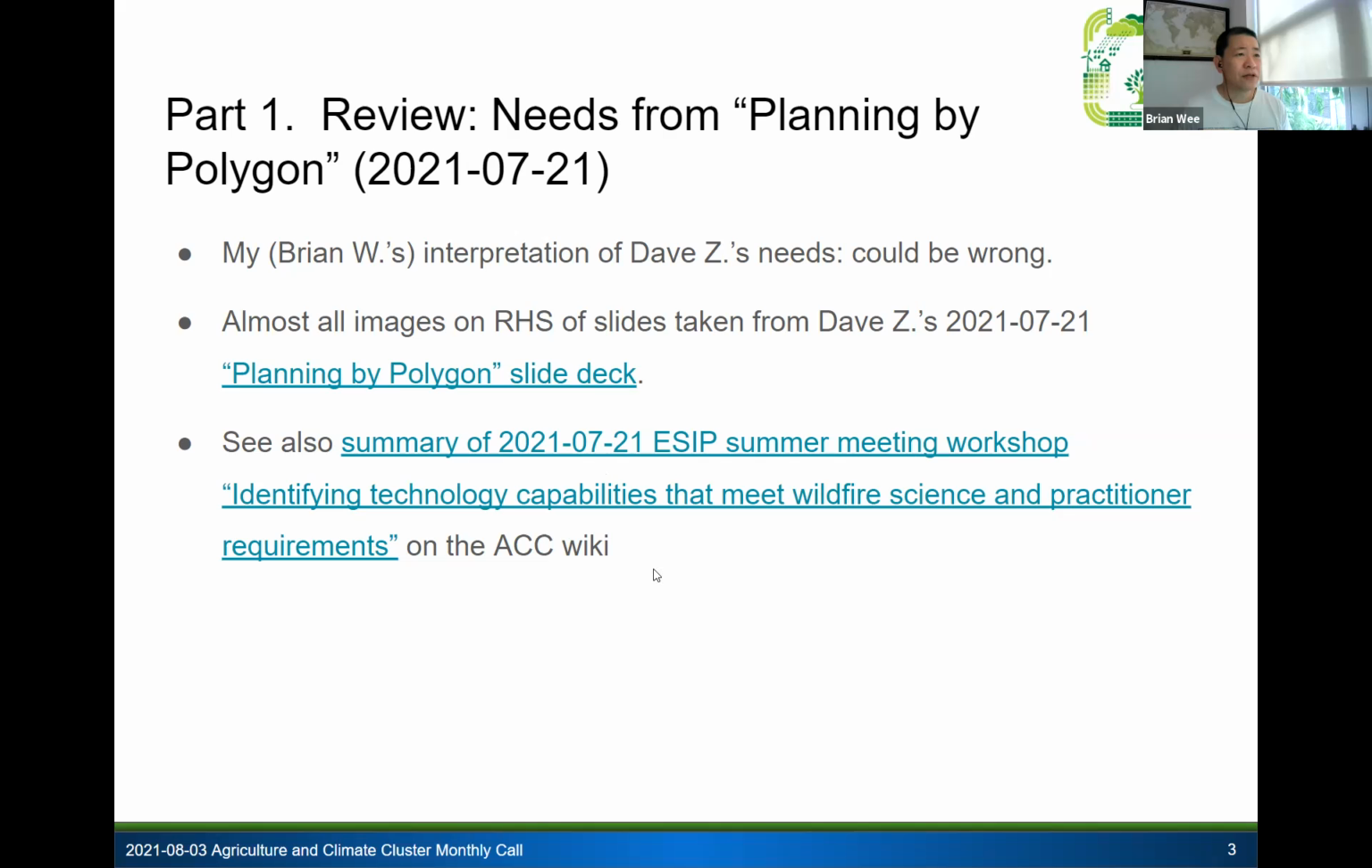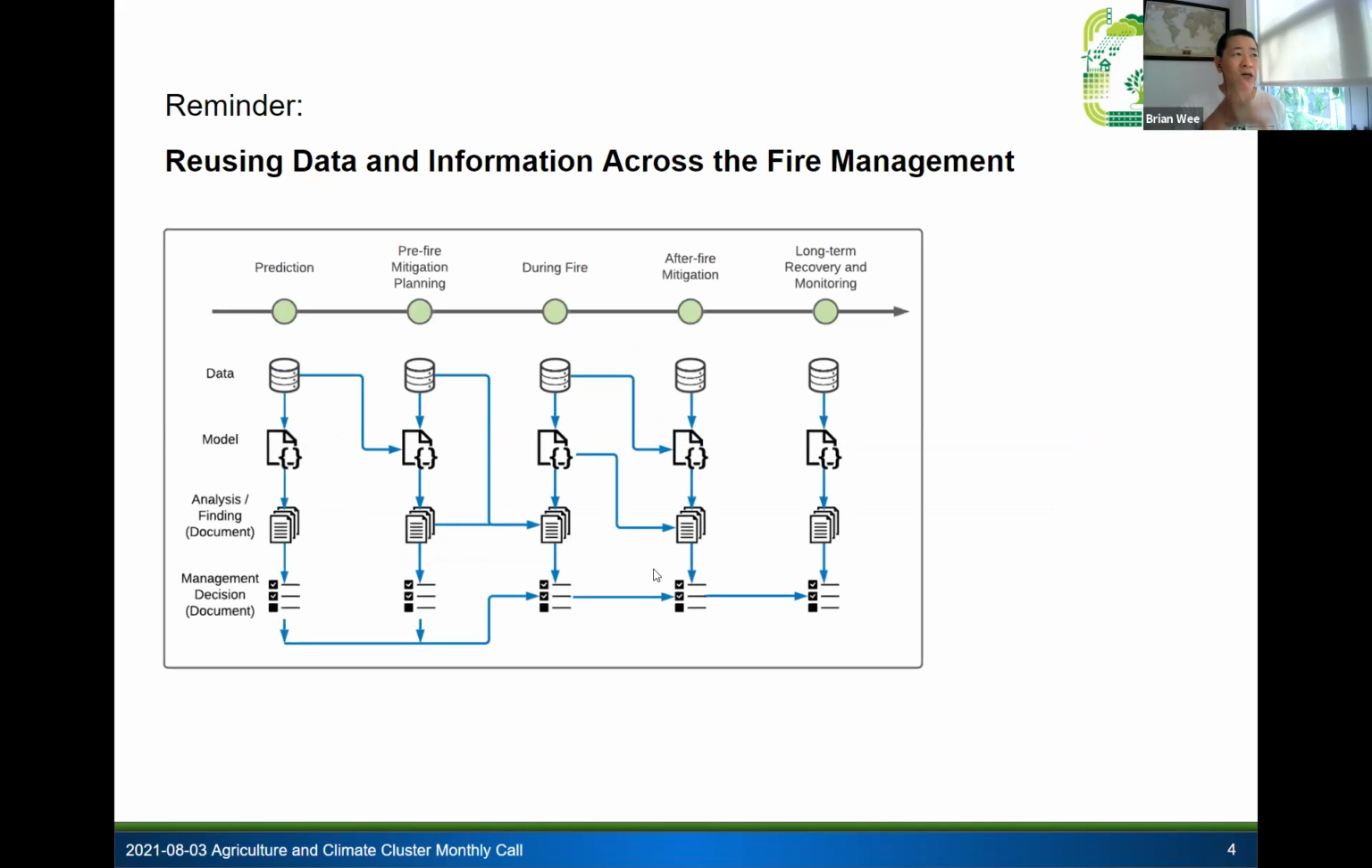Now, without further ado, as a reminder, this is what we all came here to think and talk about, which is reusing data and information across the fire management lifecycle.